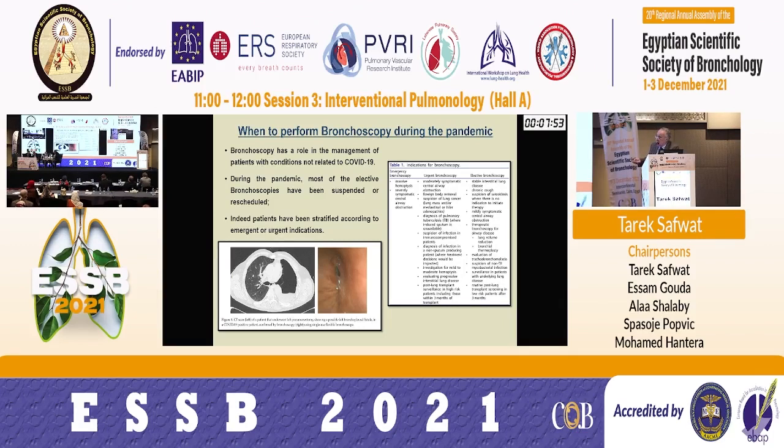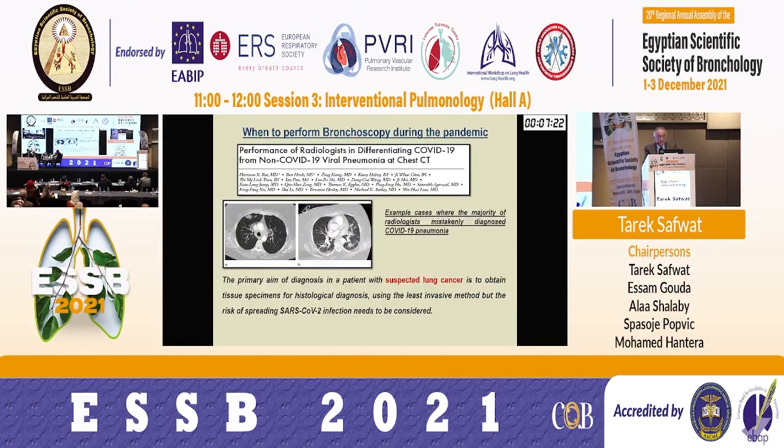Emergency bronchoscopy should be performed if you have massive hemoptysis, severely symptomatic central airway obstruction, or the tube in mechanical ventilation that we have to adjust, the endotracheal tube. These are the indications of urgent bronchoscopy. Central airway obstruction, foreign bodies, tuberculosis, differential diagnosis, infection, etc. So these are the main urgent bronchoscopy procedures.